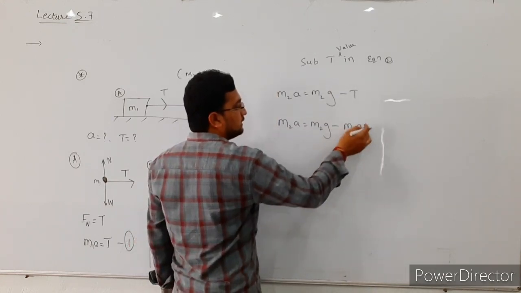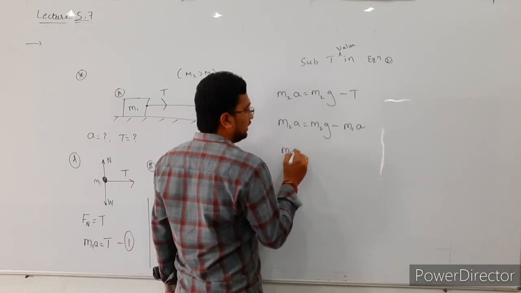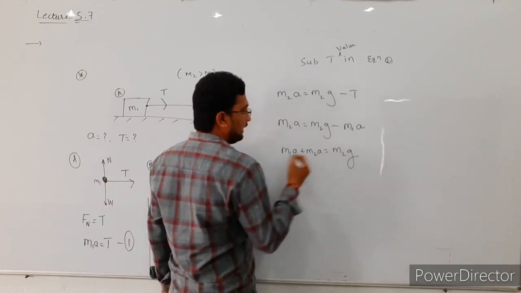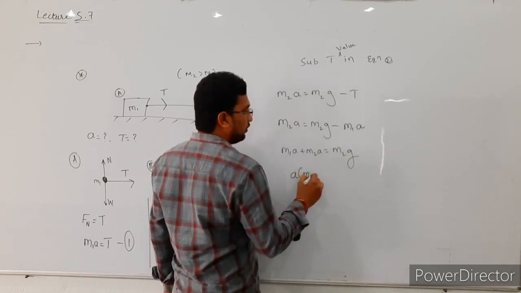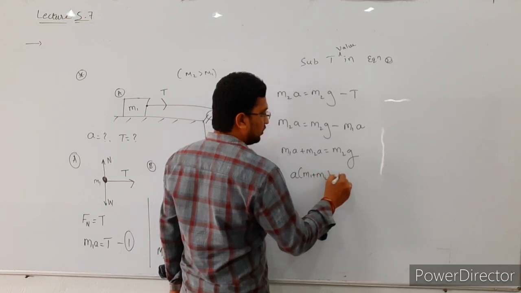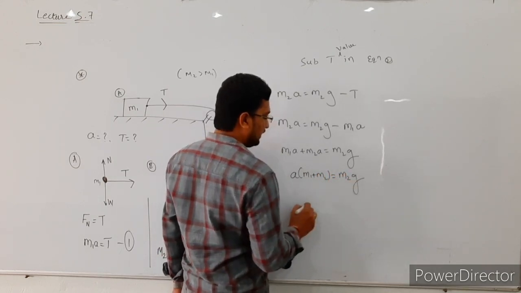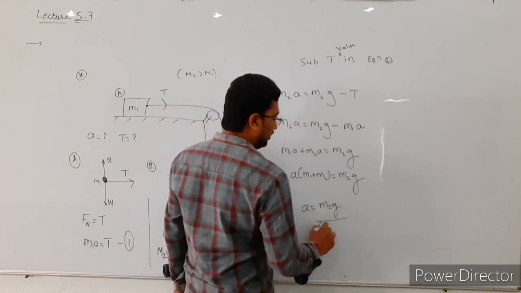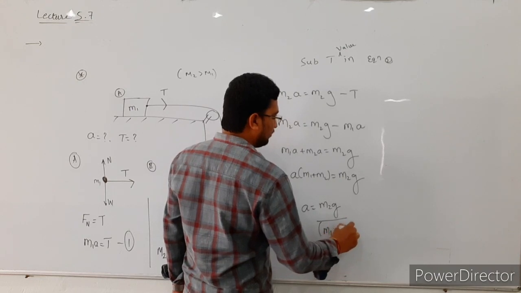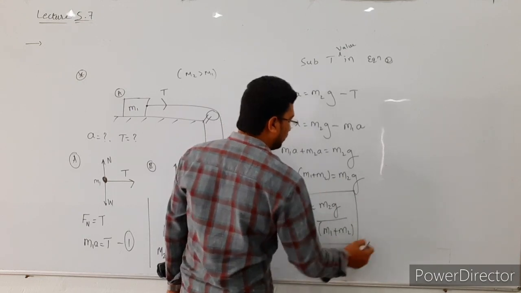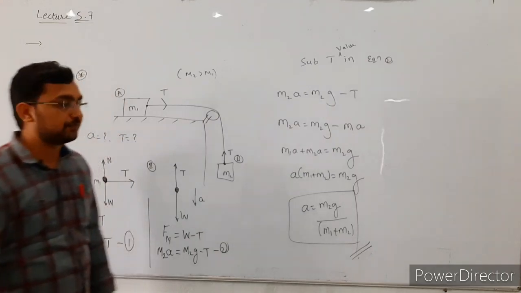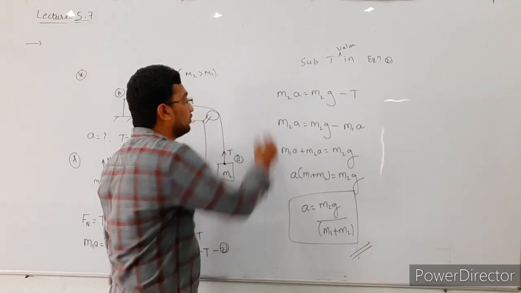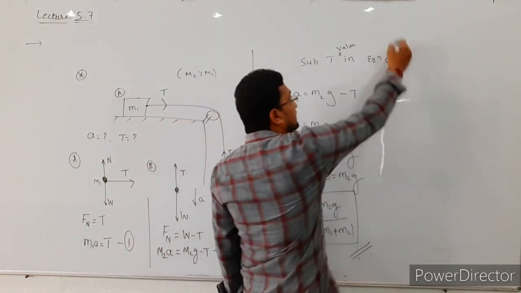Next, take this term to this side, then it becomes m1a plus m2a is equal to m2g. Then take a common, so it becomes a into m1 plus m2 is equal to m2 into g. So the acceleration is equal to m2 into g divided by the total mass, that is m1 plus m2. This formula is used to find the acceleration of the system. Okay, next we are going to find the tension.